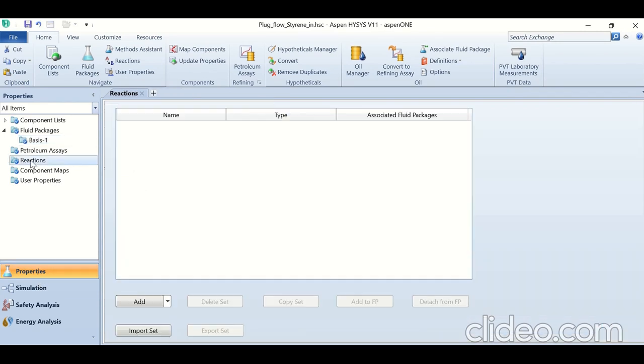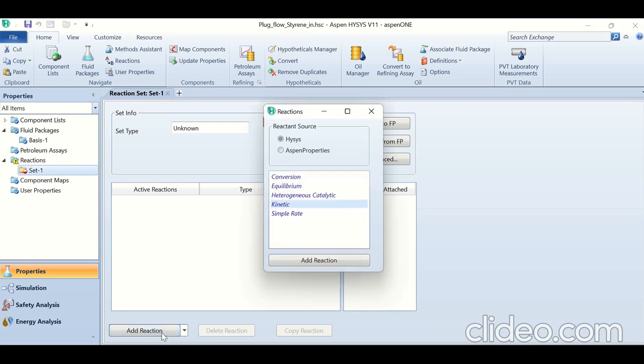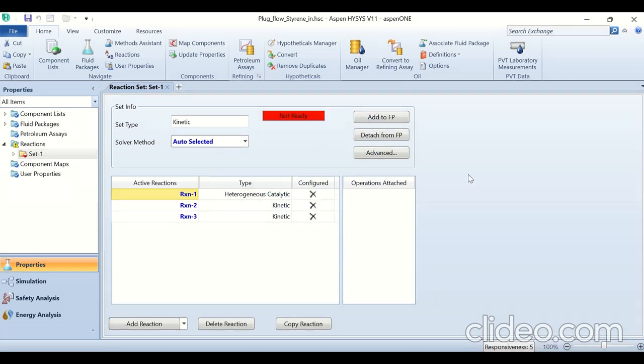So click on reactions, click on add, and add reaction. The first reaction is a heterogeneous catalytic reaction. So add this reaction, and the side reactions are kinetic reactions. So add two kinetic reactions. Now we will enter the data of the reaction.